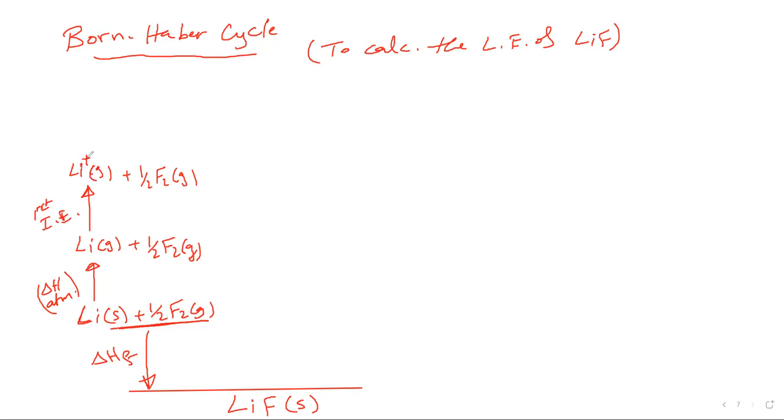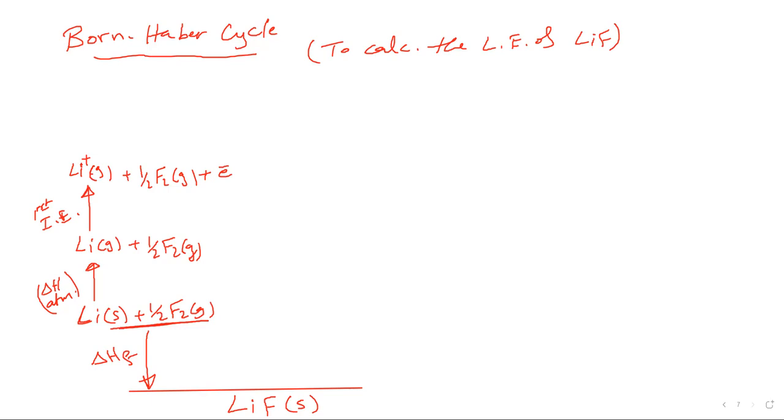And of course, when lithium became an ion, it released an electron. It released an electron to become lithium ion plus electron. And the fluorine is still as it is. Understand till here, or do you have any question? Do you have any question?